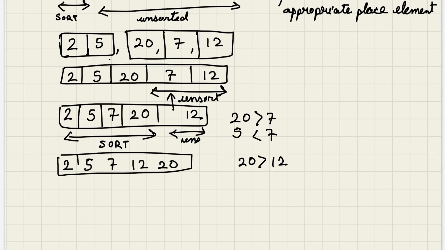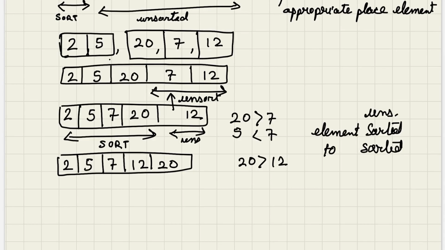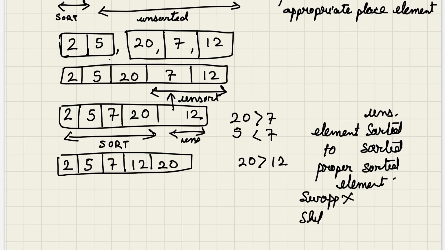So here what we are doing is we are finding where exactly I need to put my element in my sorted sublist. I have to get a proper place in my sorted sublist for the element that I need to put in, right? So in this case, I'm not swapping the element, but I am actually shifting the element.